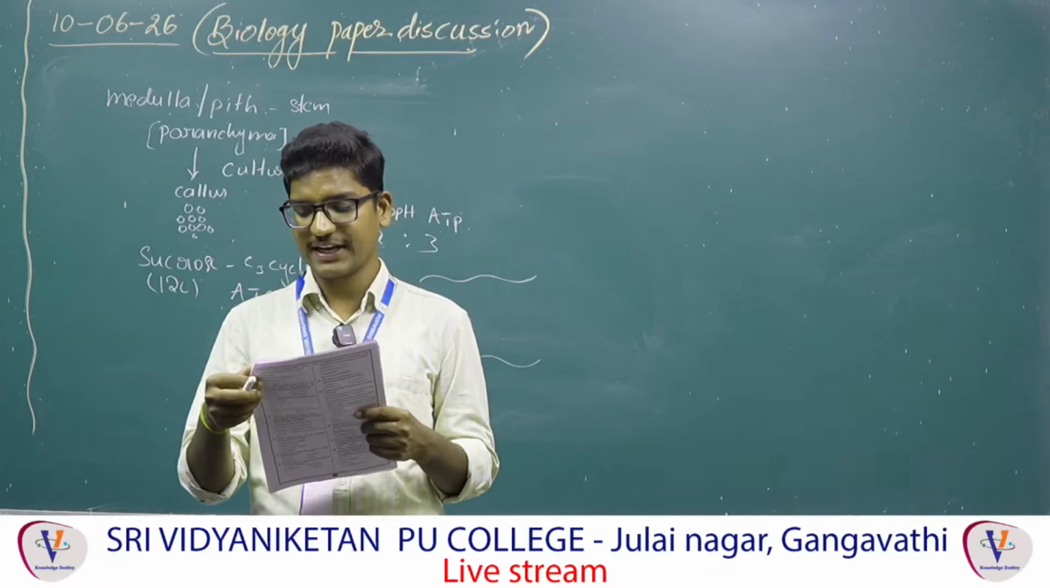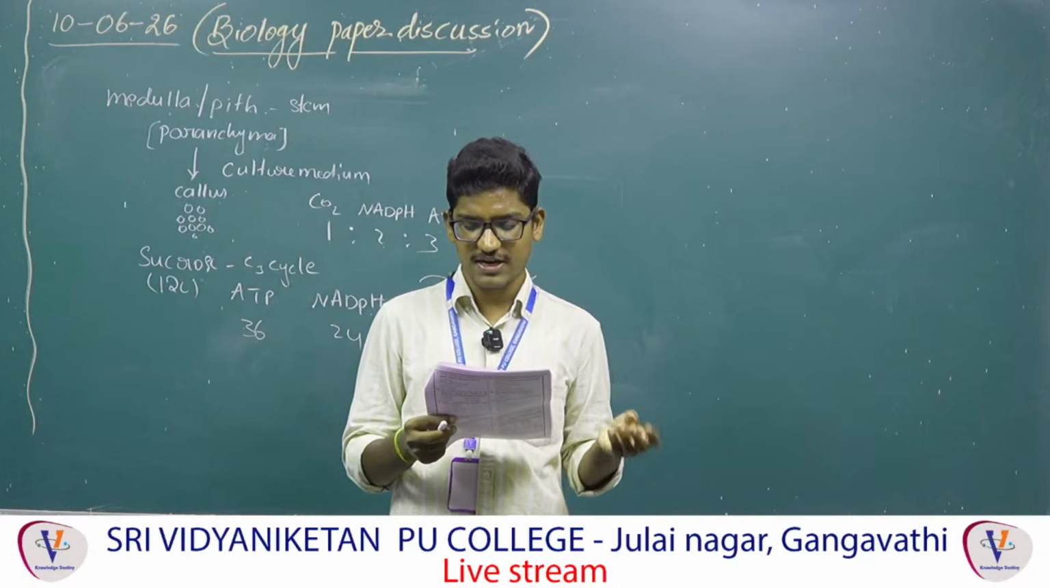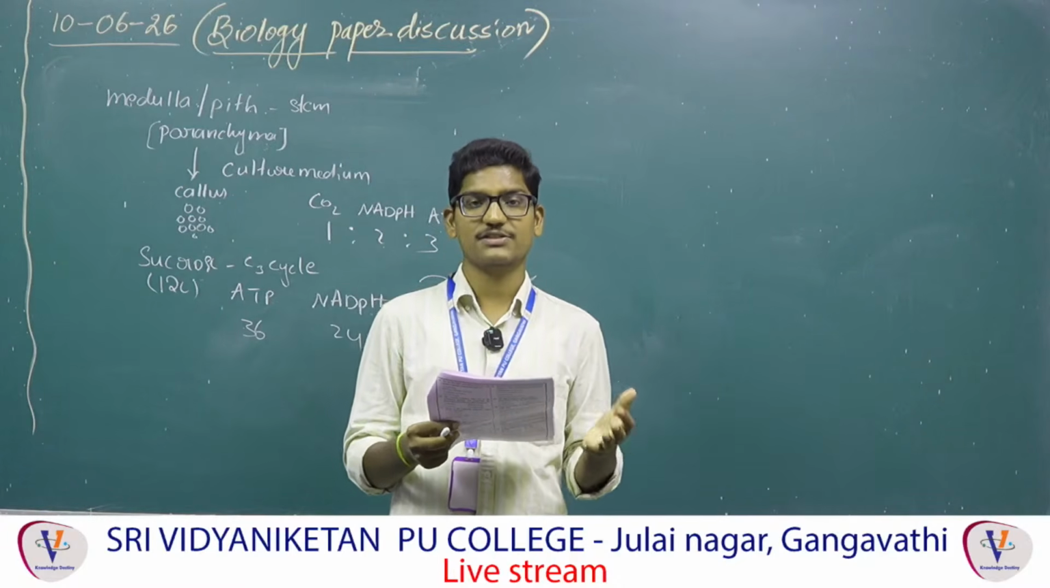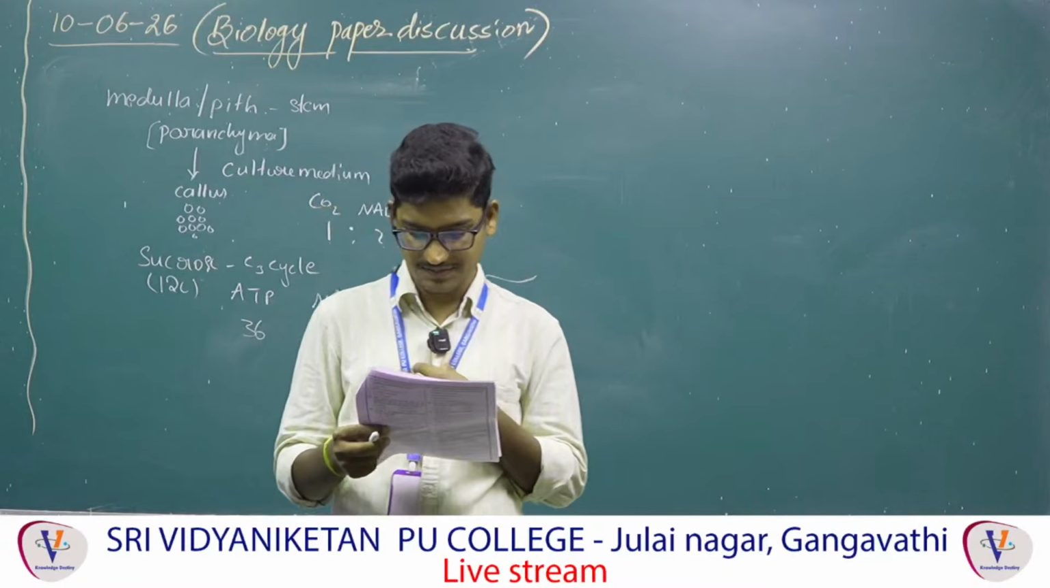So in the blue-white screening method, recombinant DNA structures will give white color. Non-recombinant DNA will give blue color.